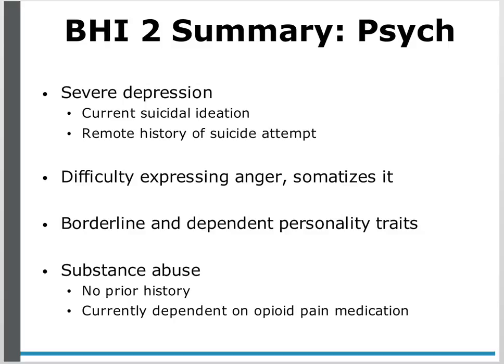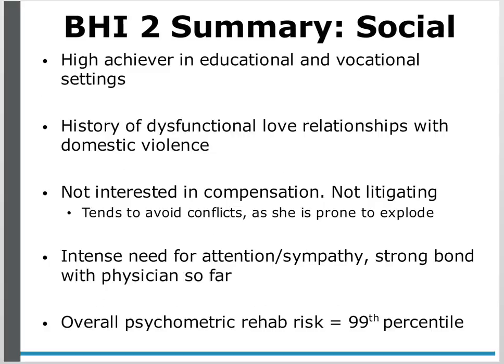She also has borderline dependent personality traits, and while she has no prior history of substance abuse, at least she's not reporting any, she does feel that she's currently dependent on her opioid pain medication. Previously in her life, she was a high achiever in vocational and educational settings, but had a long history of dysfunctional love relationships with domestic violence.